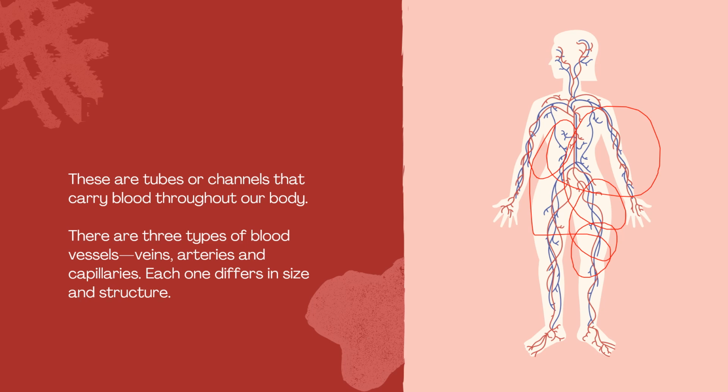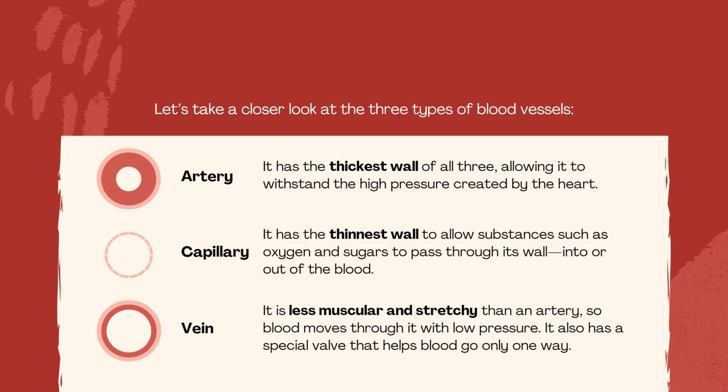You can see only two colors in the picture here, blue and red, but there are three types. Which are those? First one is the veins, then the second one is the arteries, and the third one is the capillaries. Each one differs in size and structure. Now let's see the size and structure.